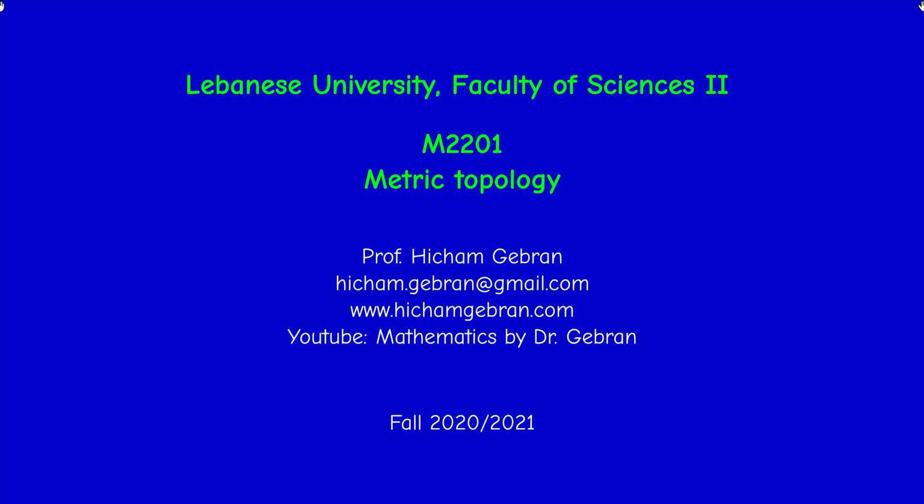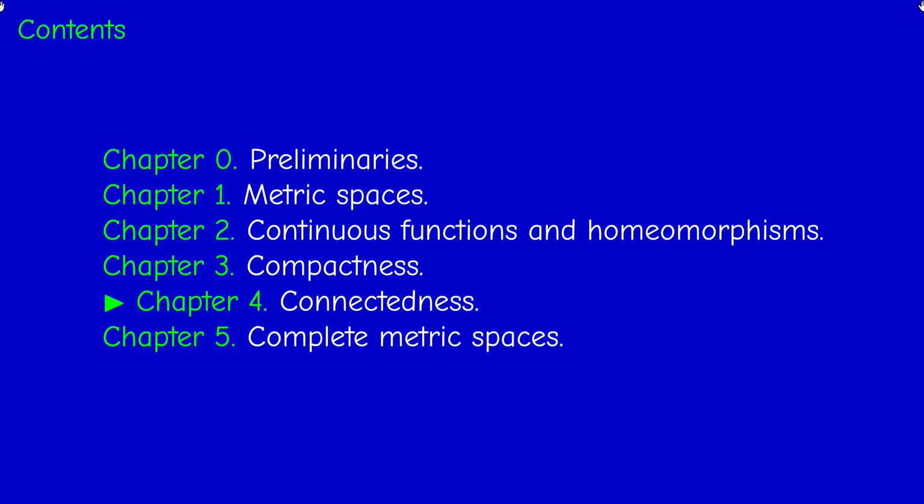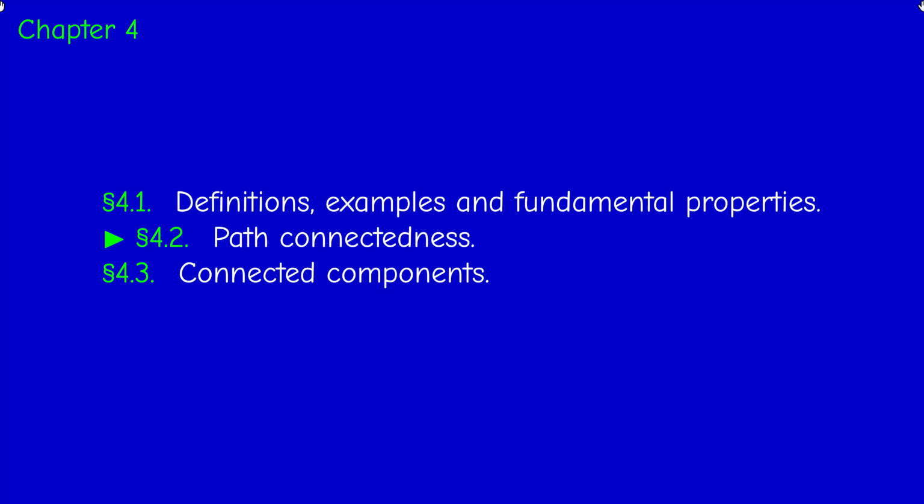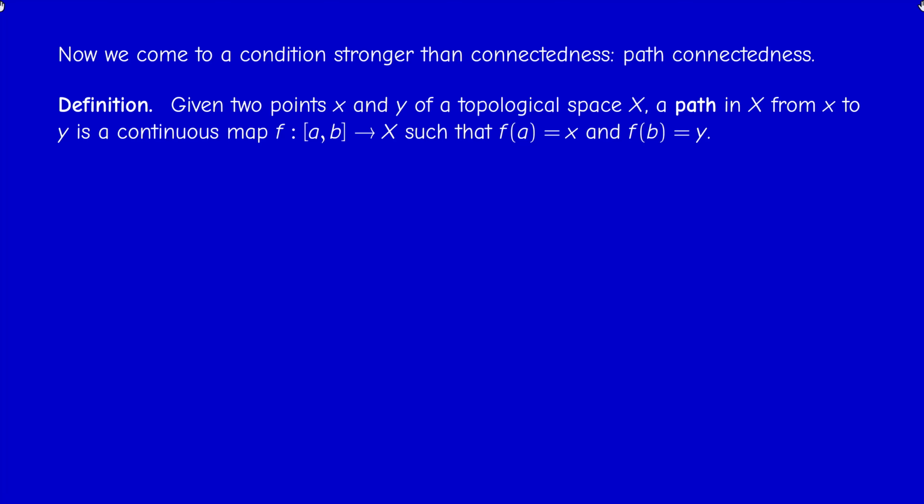Welcome back. In this video, we continue our study of Chapter 4, and we move to Section 4.2 about path connectedness. Path connectedness is a condition which is stronger than connectedness that we defined in the previous section. Okay, so what is the path first? In general, as you may expect, here's the exact definition.